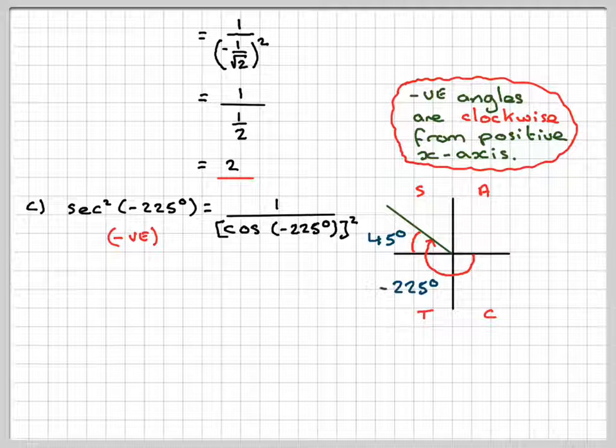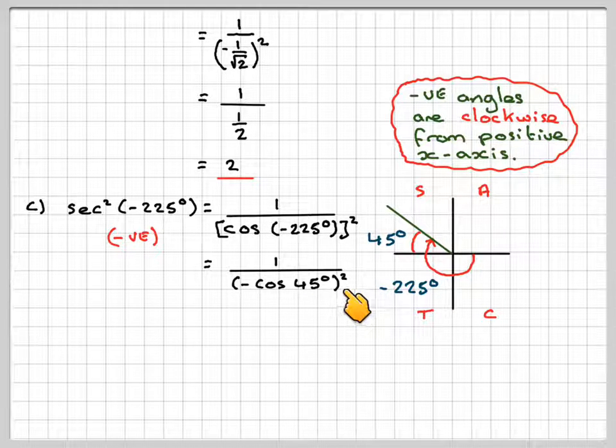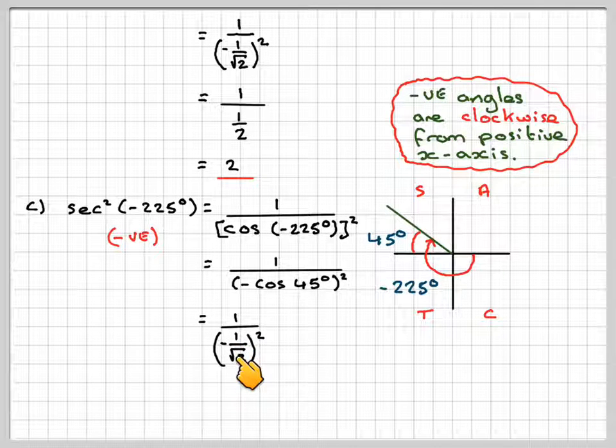Notice that cosine is negative in the second quadrant, so it's going to become 1 over minus cos 45, all squared, which is going to be 1 over minus 1 over root 2, all squared. So that again, it's going to be 1 over a half, which again gives me 2.